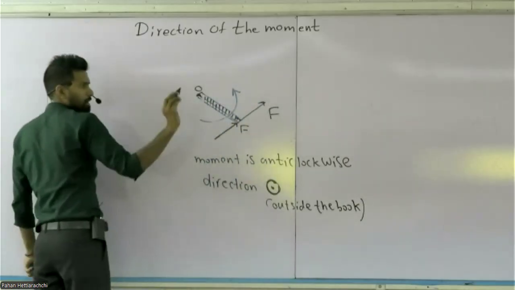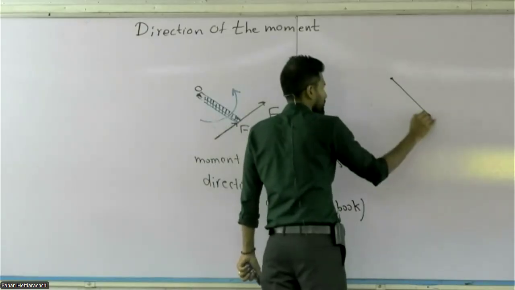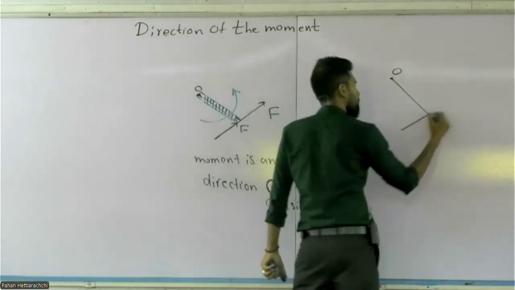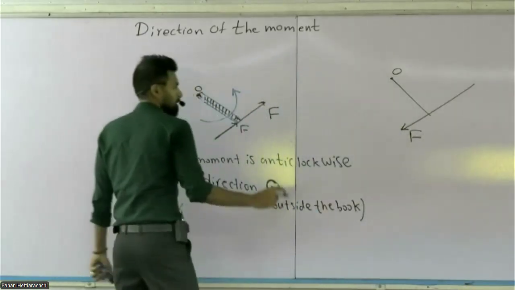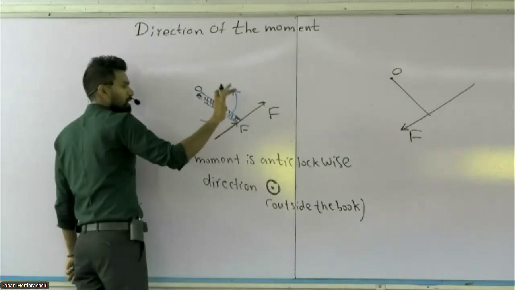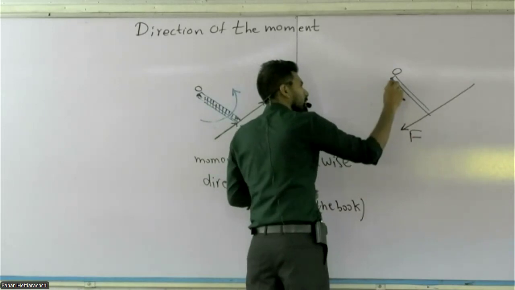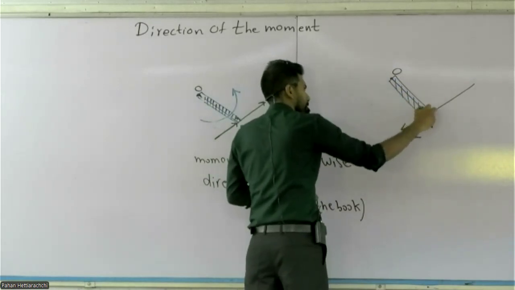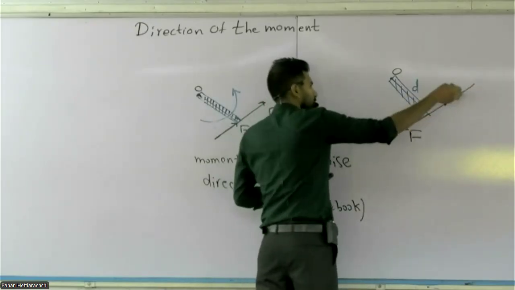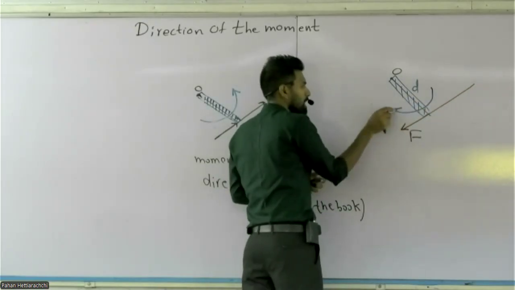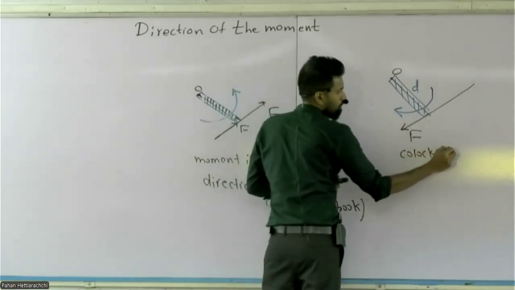Wait, I will explain. First we have to draw, then I will explain very clearly. Another example. This is the point O and this is the force F. First, judge whether this is a clockwise or anti-clockwise moment. Keep the hypothetical object like this along the perpendicular. Then you will see that when you apply the force like this, it will make a rotation like this. So this is a clockwise moment.